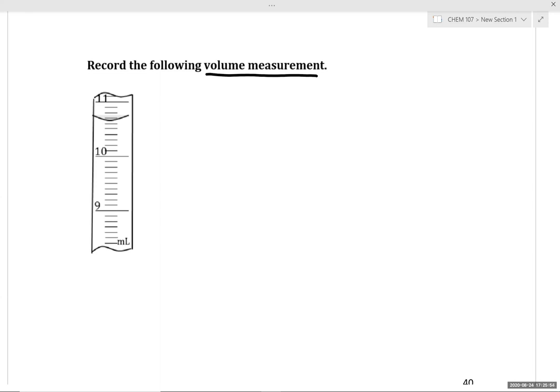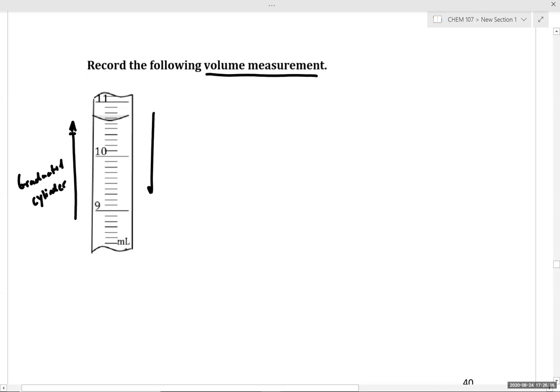Okay, so first and foremost, if you're ever dealing with an unfamiliar piece of glassware, you try to see whether your graduated marks are counting up in increasing order or down in increasing order. If it's counting up in increasing order, this is known as a graduated cylinder. If it's counting down, you're looking at a burette. So as we can see, we very clearly have a graduated cylinder. 0 is at the bottom, 11 is at the top.